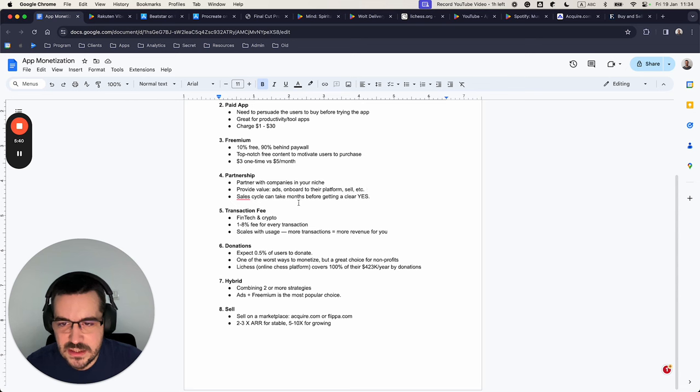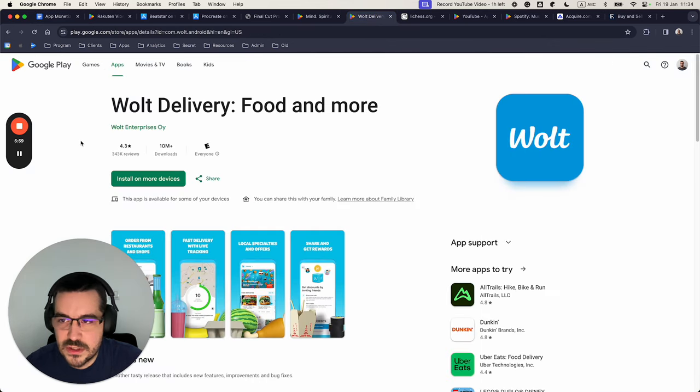But the downside is that this is a business to business transaction, so the sales cycle will take months before you get a clear yes. So just keep that in mind. Sales are very, very slow in this type of partnership. And one example is the Wolt delivery app.